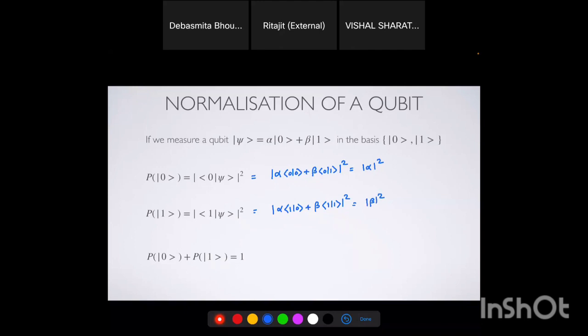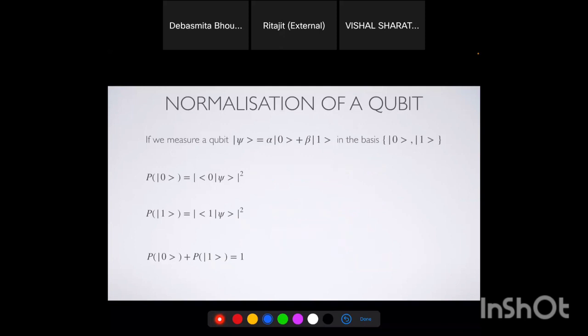Now we know that the probabilities should always add up to 1. Therefore, we have a condition that we didn't state before when we defined a qubit. We said it must be a vector, but it must be a vector such that mod alpha squared plus mod beta squared is always equal to 1. This is called the normalization condition. So a qubit is a vector in a vector space, and it is a unit vector because its norm is 1. In other words, if you take the modulus squared of the coefficients and add them, they become unity because of the requirement that the probabilities sum to 1.